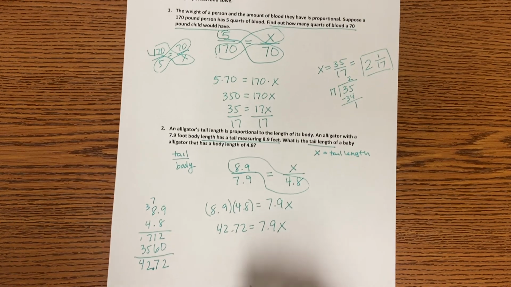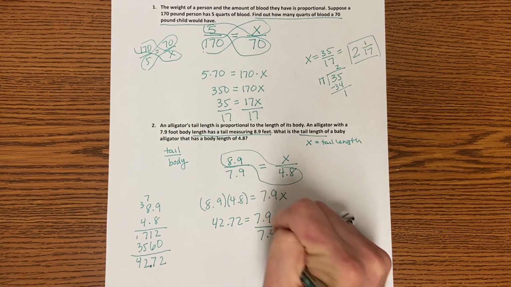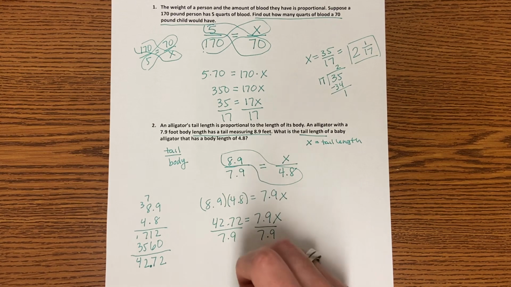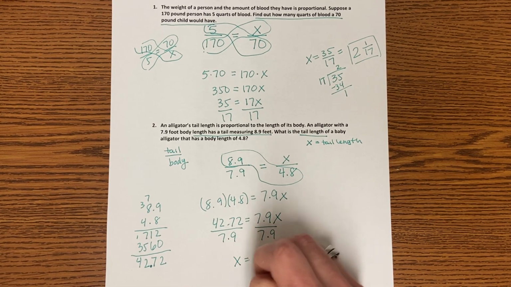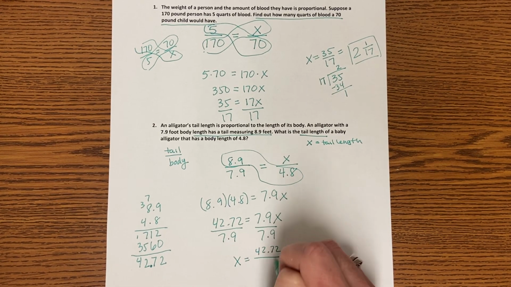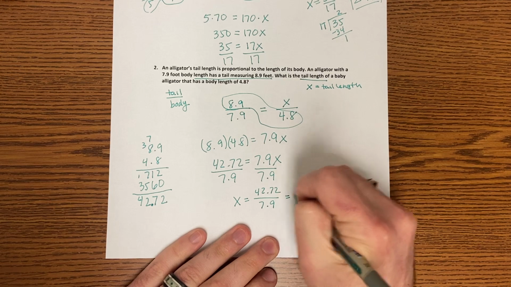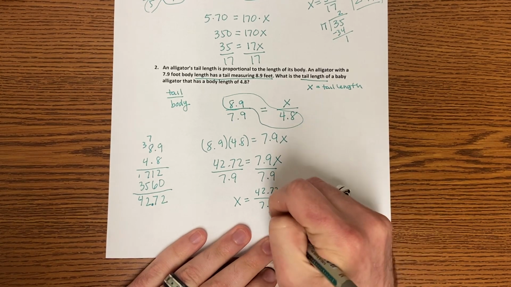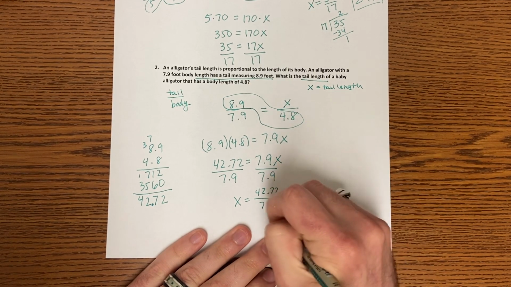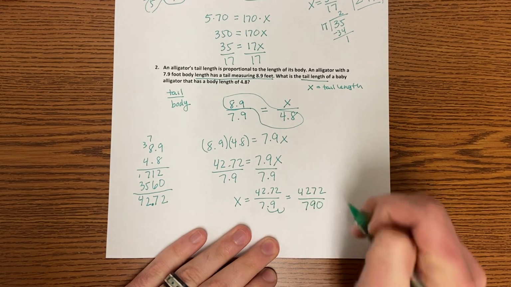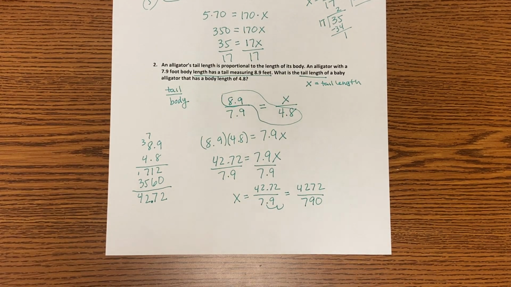And from here, all you would do is divide by the 7.9. Now, if you have a decimal like this and you want to clear the decimals, if I move the decimal place twice in the numerator to get 42.72, I also have to move it twice in the denominator, which means adding a 0. So 42.72 over 790, and then you could reduce from there to get the actual answer and potentially make it a mixed number.